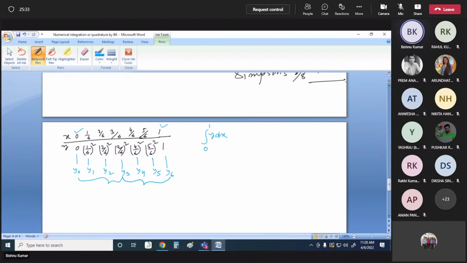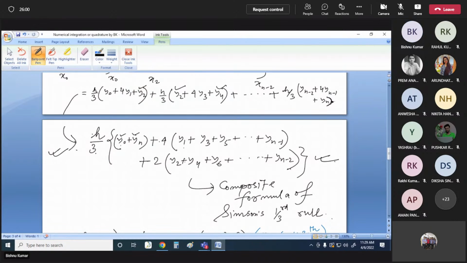First of all, the one-third rule. What was the composite formula? Again, I am showing you. Is it visible? Outside h/3, which I did in the last class. Within the bracket: first value of y plus last value of y plus 4 into the intermediate y odd values plus 2 into the intermediate y even values. You just remember that. And that is what I am writing.